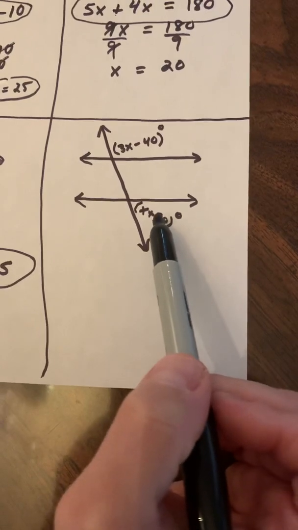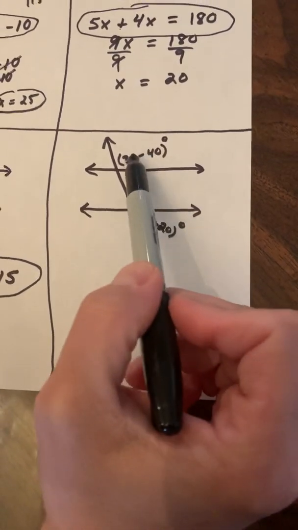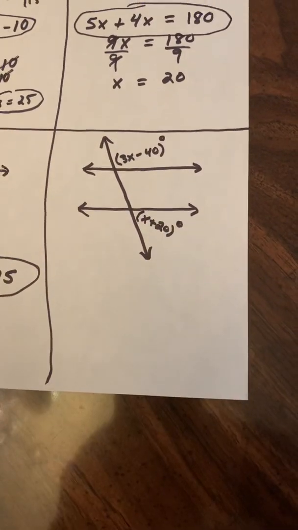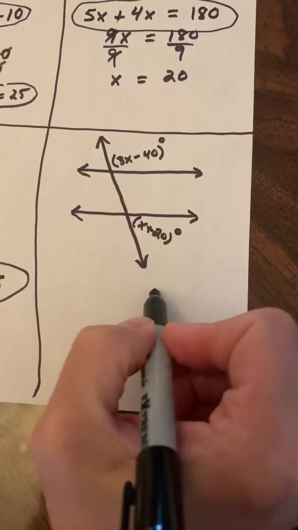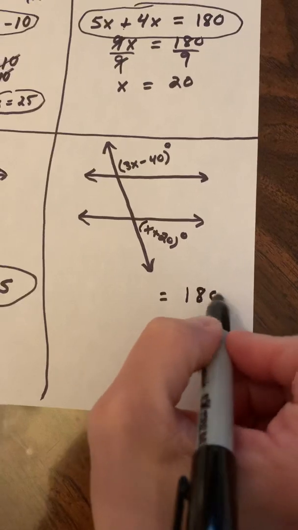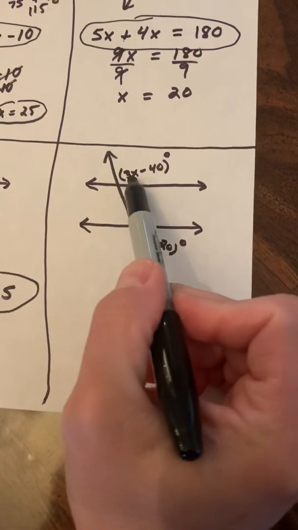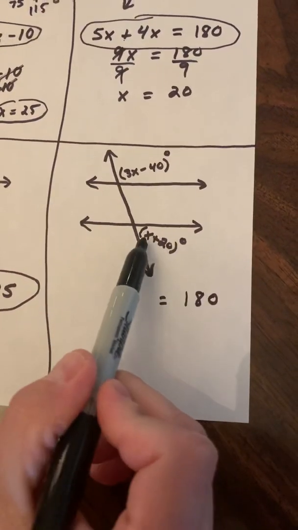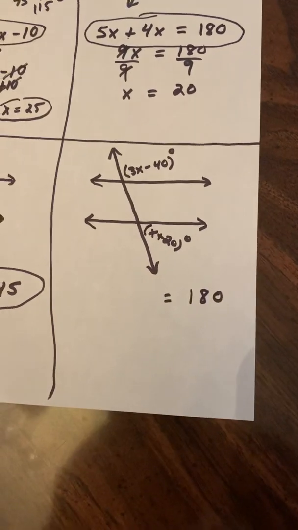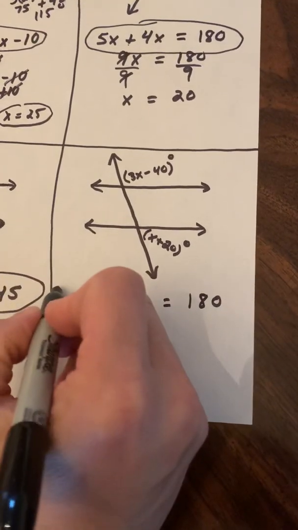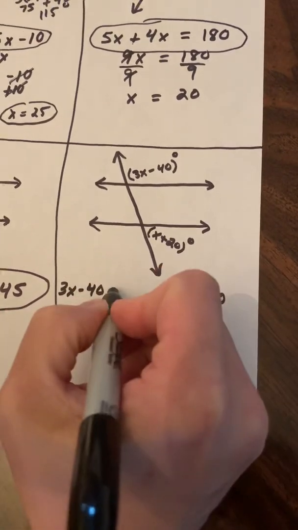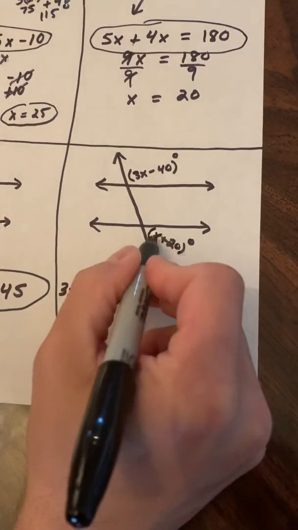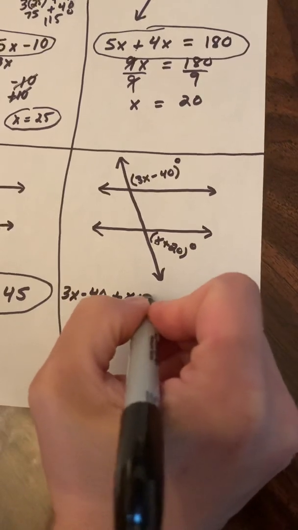Excuse me, I lost my train of thought for a second there. These are called same side exterior angles, which means they are definitely not equal. Okay, so basically we're going to use our 180 again. Okay, so my one angle is 3x minus 40. This one is x plus 20. We're going to add those together to make 180. All right, so I have 3x minus 40 plus, this one is x plus 20.